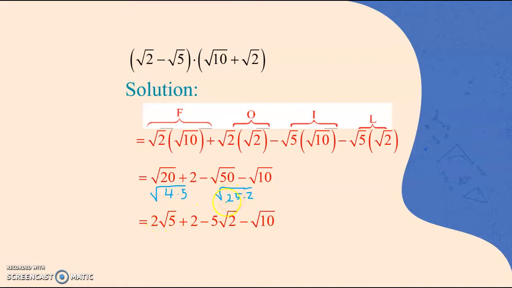Then, this is the square root of 50. The square root of 25 is 5, times the square root of 2. So your final answer is 2 square root of 5 plus 2 minus 5 square root of 2 minus square root of 10. Sir, can we still simplify or add these terms? Take note, when you add radicals, if you still remember, they must have the same radical and, at the same time, the same index, no?